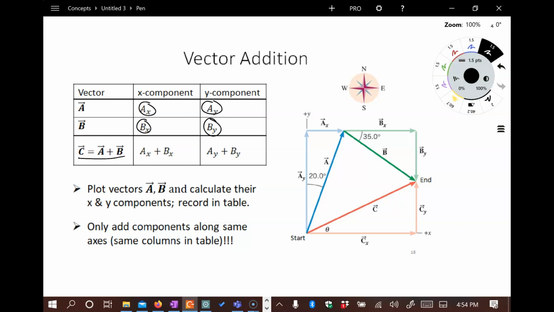How are the components related? Well, the way it works out with vector addition is you always just add like components. The x components of a and b are added, the y components are added. Never mix these together when you're doing vector addition.